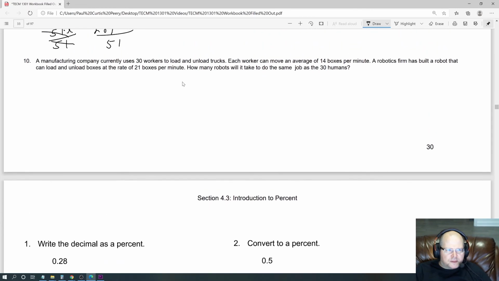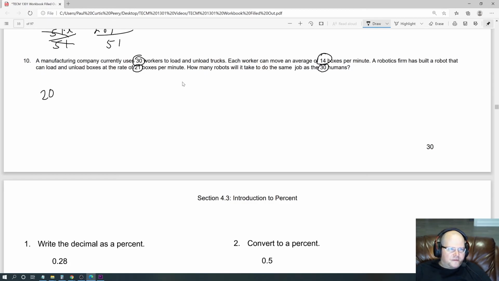Okay, so a manufacturing company uses 30 workers to unload trucks. Each worker can move an average of 14 boxes per minute. A robotic firm has built a robot that can unload boxes at a rate of 21 boxes per minute. How many robots will it take to do the job of 30 humans? Okay, so they were going to replace all these people.